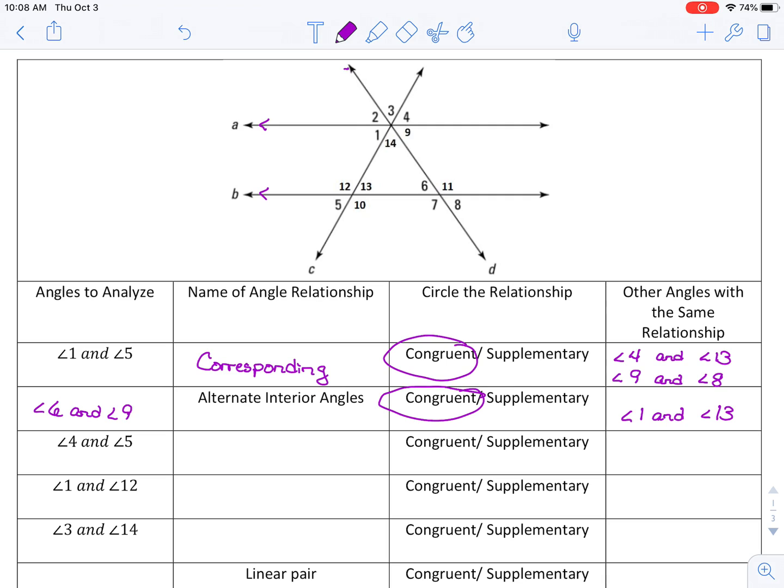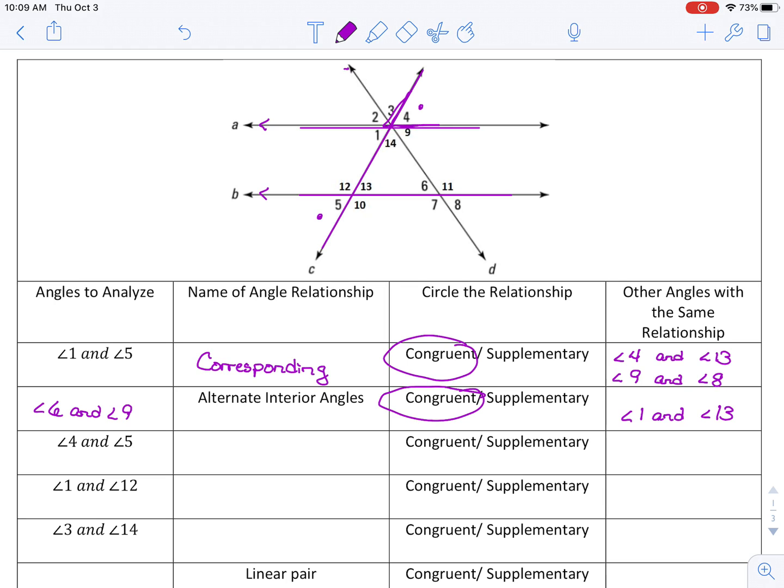So then 4 and 5. I see 4 up here. 4 is using line C. It's also using line A. 5 is down here. It's using C again, which I already traced, and it's using line B. So I'm not using transversal D at all.